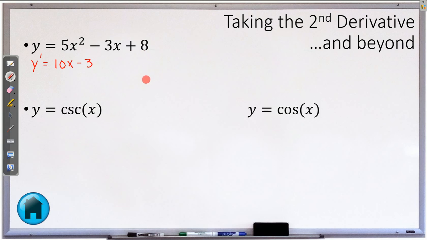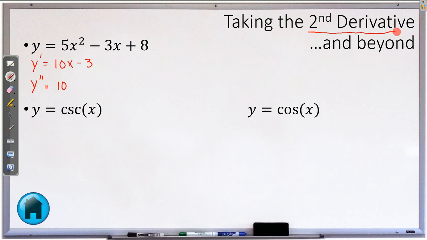We call that our first derivative because now we're going to take our second derivative. We simply add another dash up at the top. This is y double prime. So the first one is y prime, and the second one is y double prime. We simply take the derivative of what we had left over. The derivative of 10x is just 10, and the derivative of negative 3 is 0. So that is our second derivative.